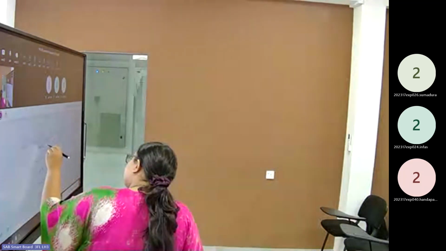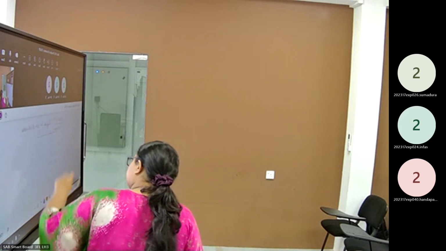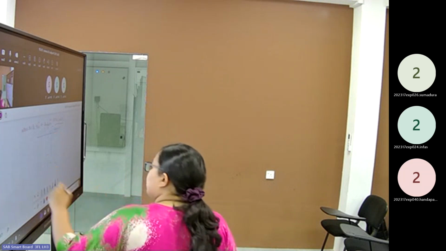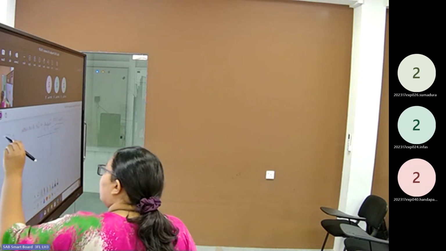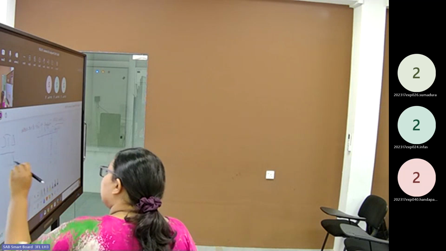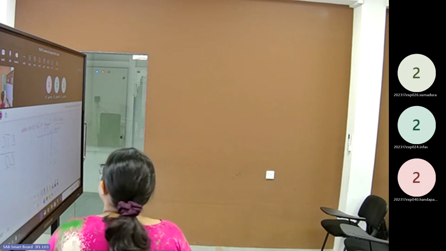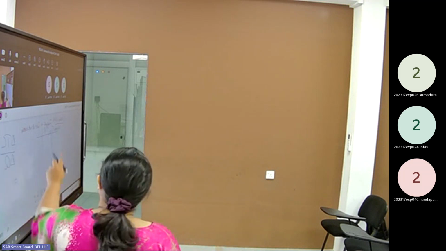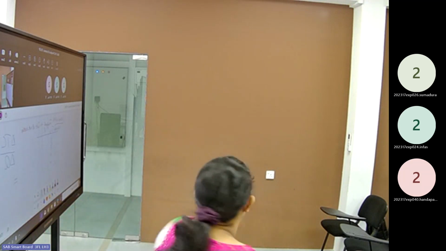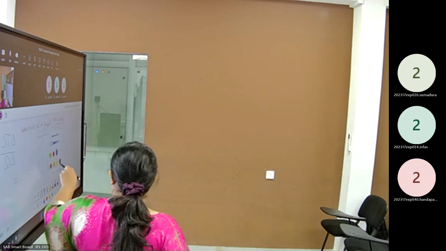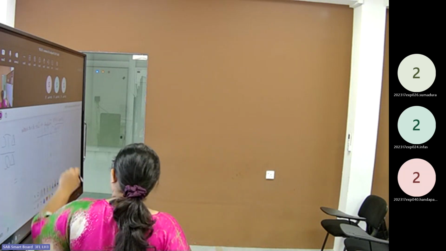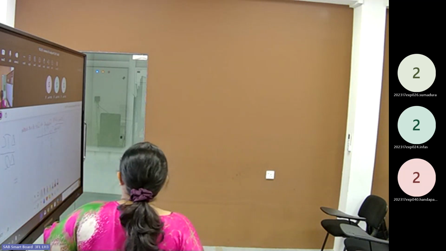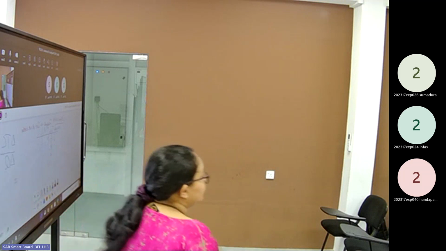Calculate marginal utility. How do you calculate it? Change in total utility divided by change in output, quantity consumed. Can you calculate marginal utility for each of these? When you change from 0 to 1, what is the marginal utility? Likewise, can you calculate?